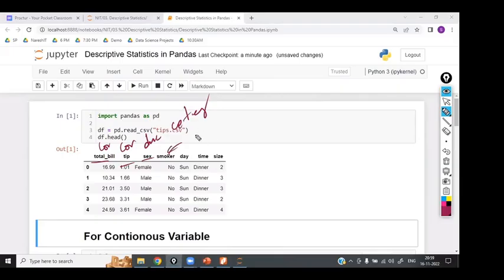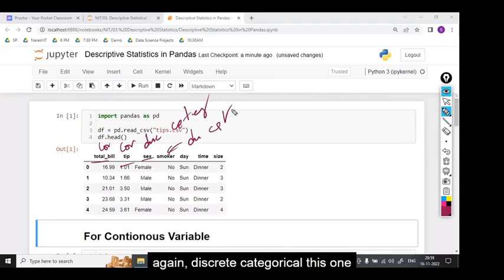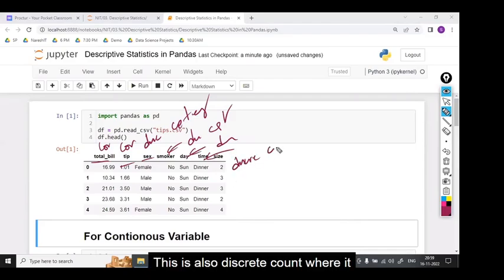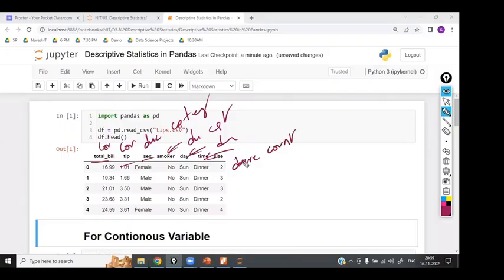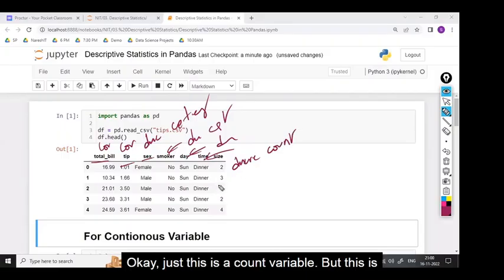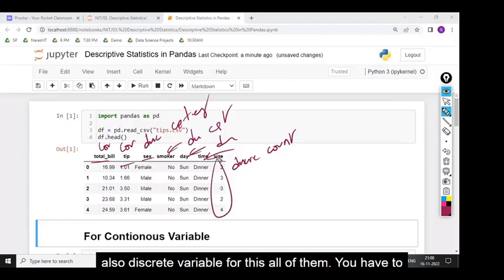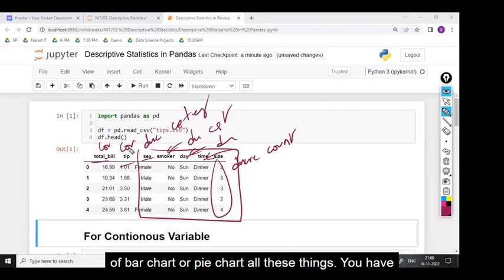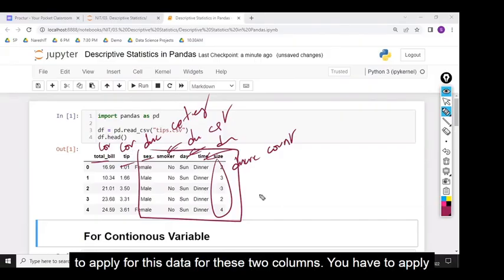This one? Again, discrete categorical. This one? Discrete categorical. This one? Discrete categorical. This one? This is also discrete, a count, where it is counting. Okay, this is a count variable, but this is also a discrete variable. For all of these, you have to apply the discrete probability distributions, or the discrete concept of bar chart or pie chart. All these things you have to apply for this data.